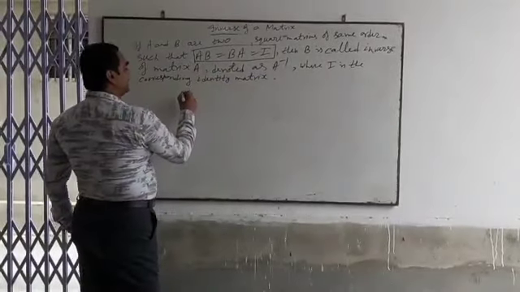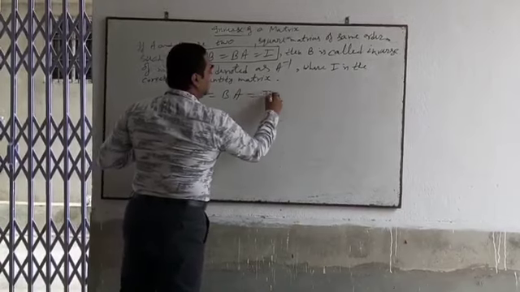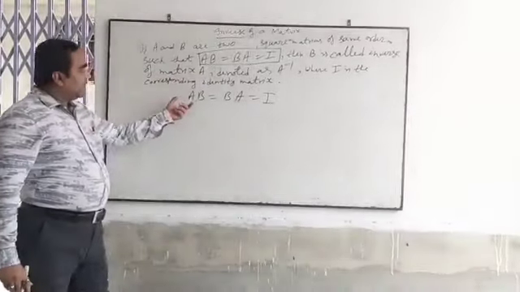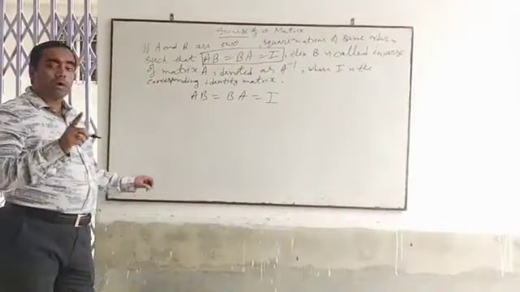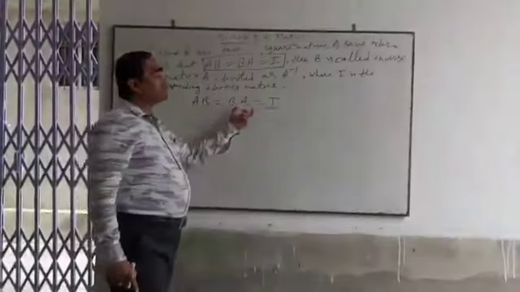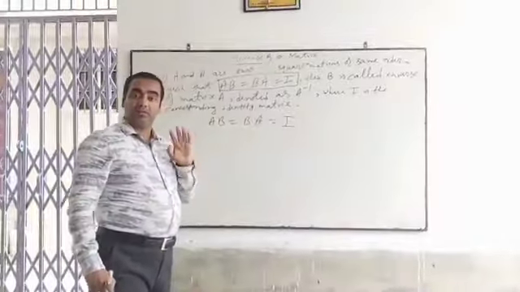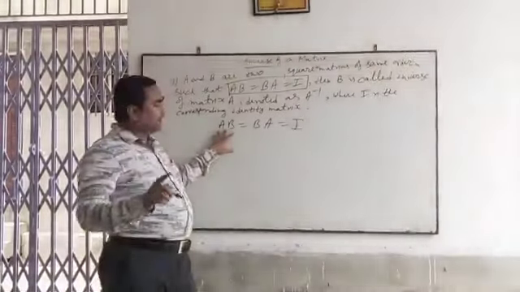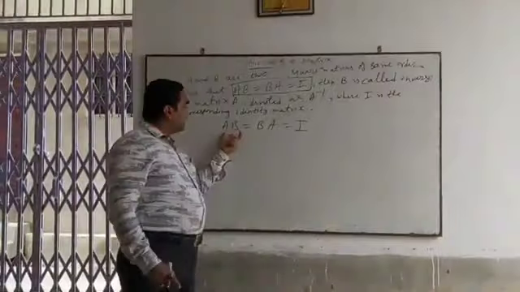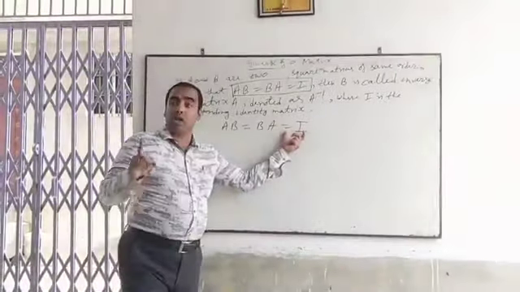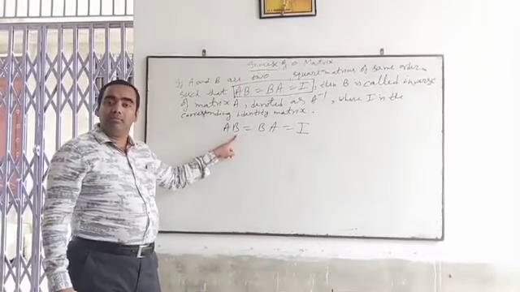We have here AB is equal to BA is equal to I. For the existence of the inverse, this must hold. It is not enough that only AB equals I or only BA equals I. It must surely be that AB equals BA equals I. Then only matrix B is called the inverse of matrix A.